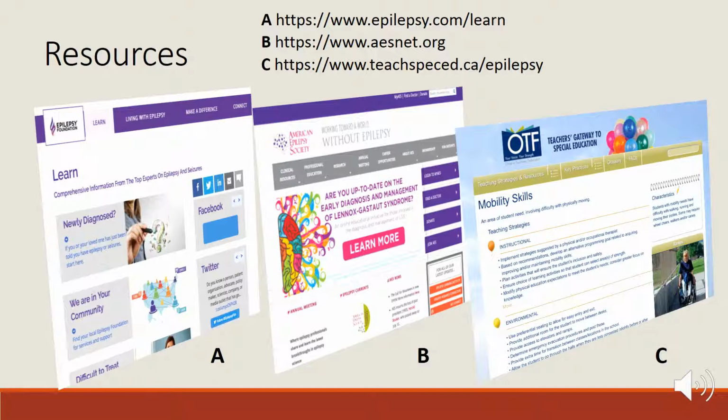Resource A is the Epilepsy Foundation. Their website has a variety of different resources, especially for professionals. Resource B is the American Epilepsy Society. They have resources, treatment information, and real stories about children with epilepsy and other seizure disorders.